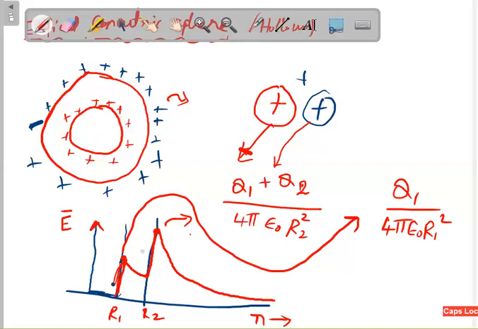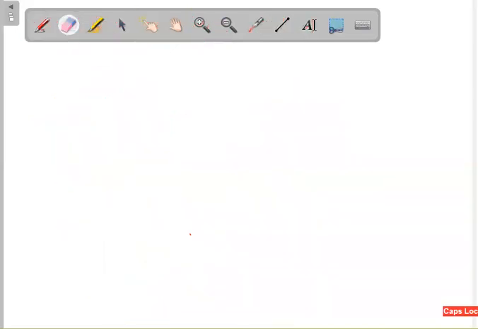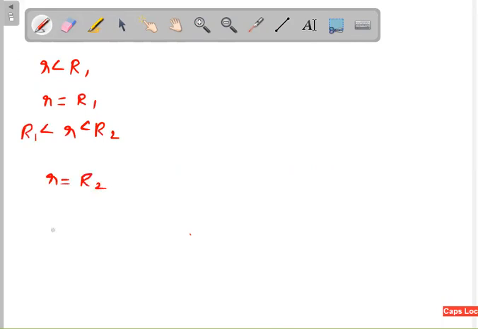Now I will try to write the electric field in all the regions. For this, I will go to the next page. What are all the possibilities? r can be less than R1, r can be exactly at R1, r can be between R1 and R2, r can be exactly at R2, and r can be greater than R2.